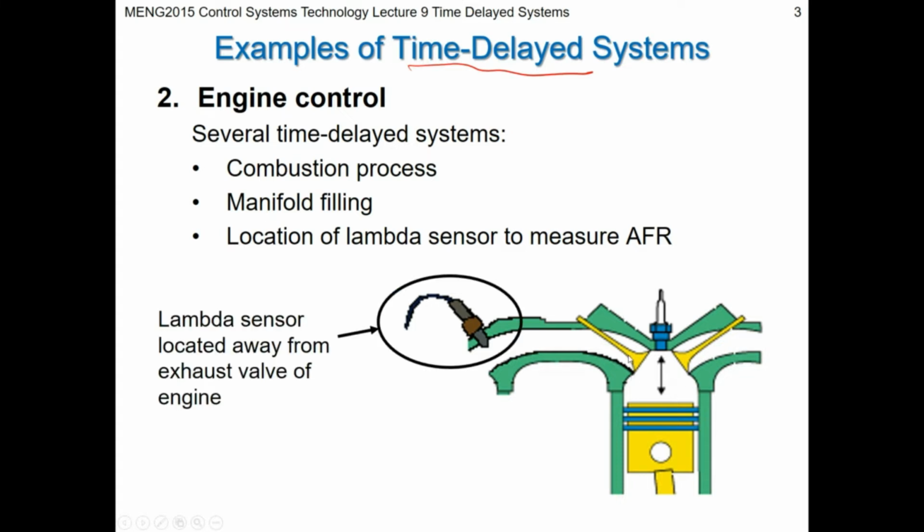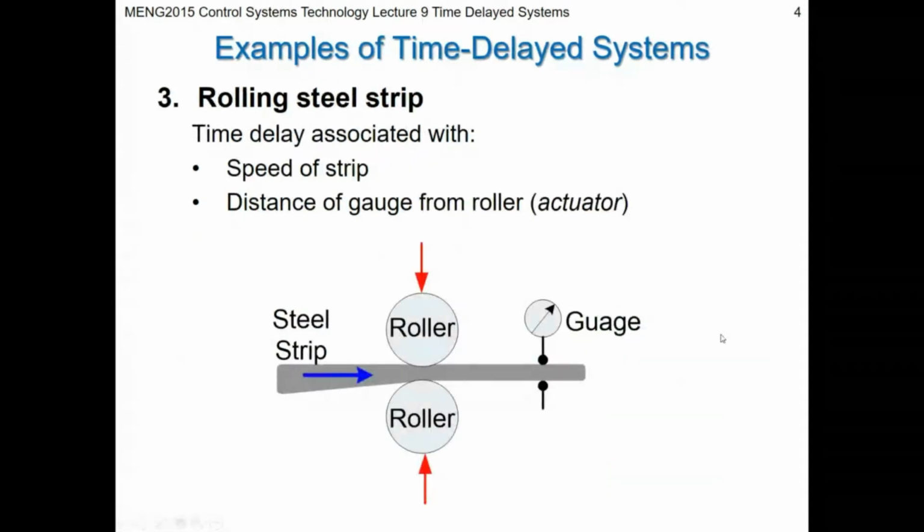So as I said, this is an example of transport delay because the lambda sensor, which measures the oxygen content of the exhaust gases, is located away from the combustion chamber. And this is another example.